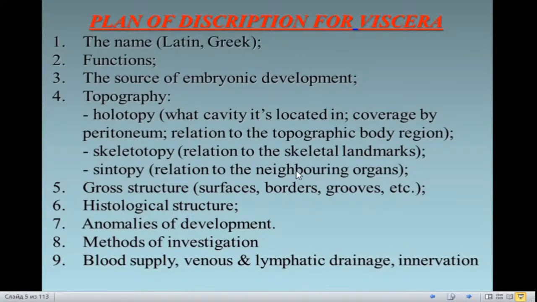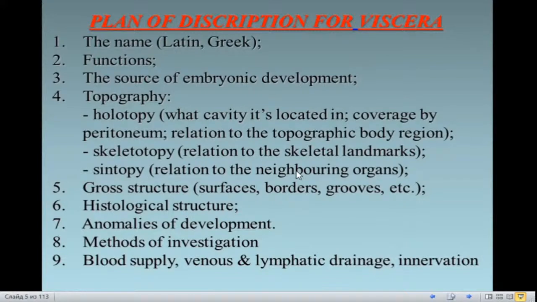The other example about the necessity of syntopy learning is the so-called abdominal form of myocardial infarction. The patient complains of severe pains in the stomach, but in reality he has myocardial infarction, with severe lesion of heart structure. Therefore, syntopy is necessary.